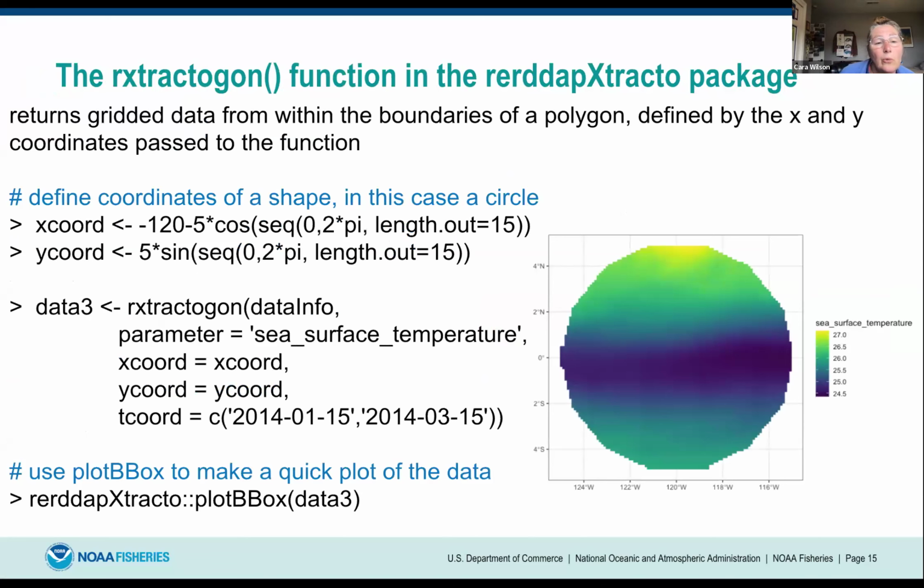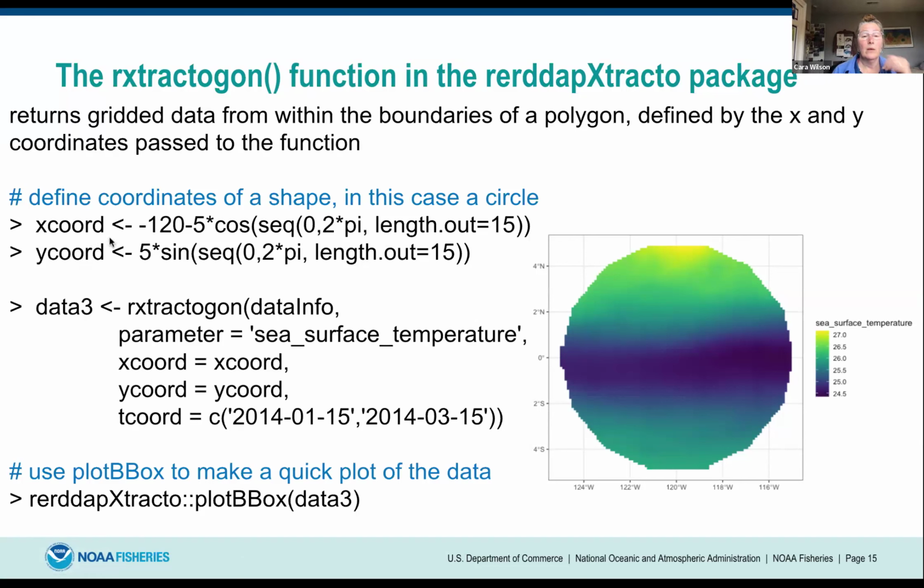Now what we're going to do is use our extractagon function in our ERDDAP extracto. Remember I said it can extract a polygon, so if you don't want just a box of data. In this case, we're just going to define the coordinates of a shape. The easiest way to do that is I'm just using basic trigonometry to define a circle, and that's what I'm putting into xcoord and ycoord here.